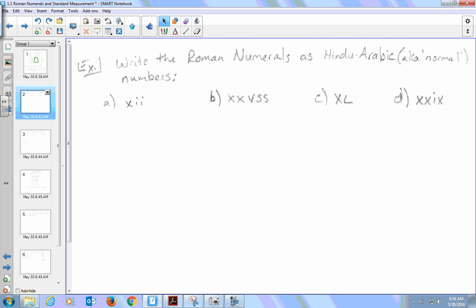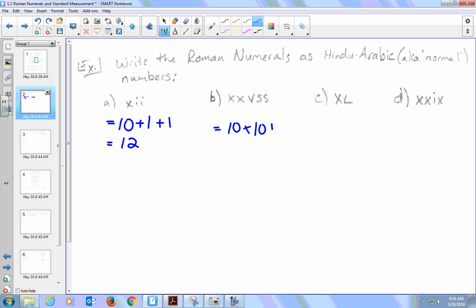So if you see Hindu Arabic numbers, it means normal numbers. So write the Roman numerals as Hindu Arabic, aka normal numbers. So if we're looking, you could break it down. You see that the X represents 10, and then we have 2 I's, so that means each one represents 1. So 10 plus 1 plus 1 gives us 12. And the next one, we have 2 10s, so X and X is 2 10s, and then we have a V, which is a 5, and then an SS is a half.